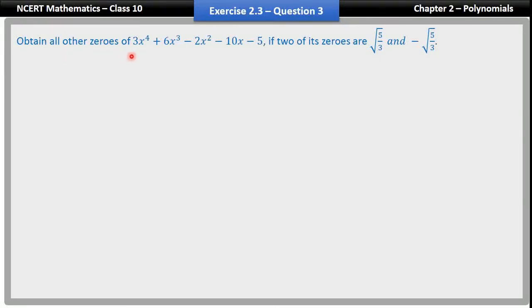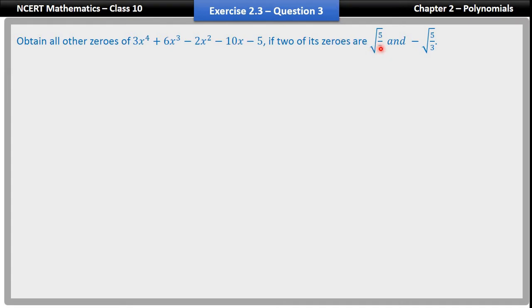Obtain all other zeros of 3x power 4 plus 6x cube minus 2x square minus 10x minus 5 if two of its zeros are root 5 by 3 and minus root 5 by 3. Here we are given a fourth order polynomial. For a fourth order polynomial there will be 4 zeros, but two of its zeros are already given. That means we need to find the other two zeros.